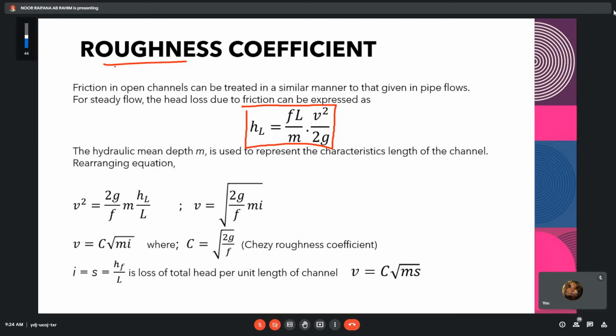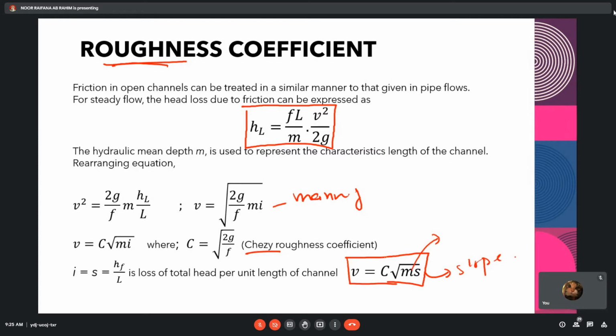And also the roughness coefficient. So to calculate the roughness coefficient, kita pakai dua lah. First, this one is Manning. And this one is Chezy. Okay. So for Chezy, the equation to calculate the velocity is equal to C square root MS, where M tadi adalah hydraulic mean depth and S is the slope.